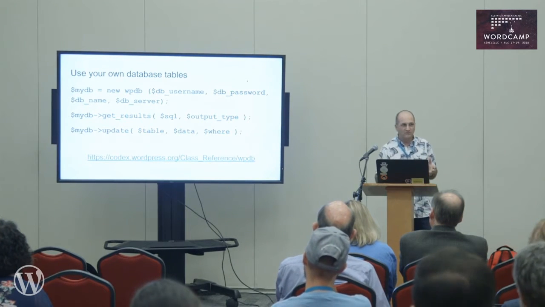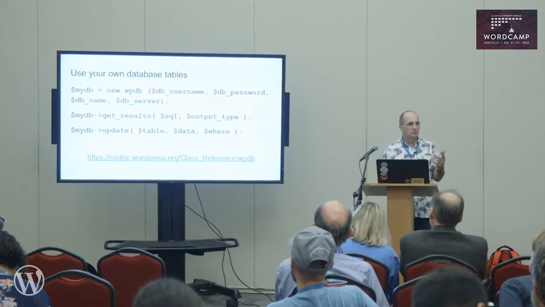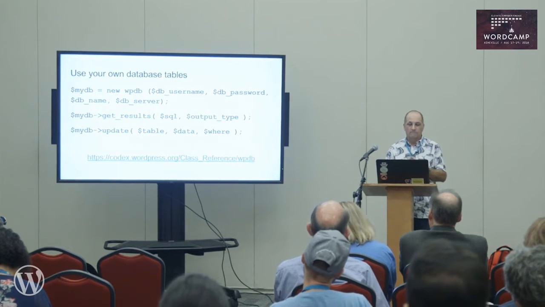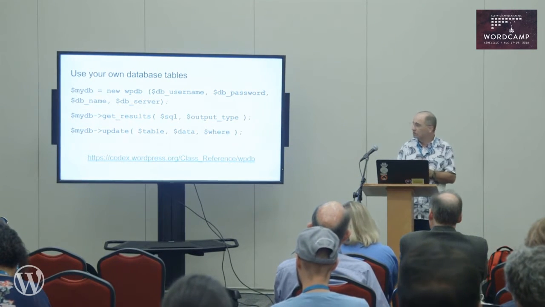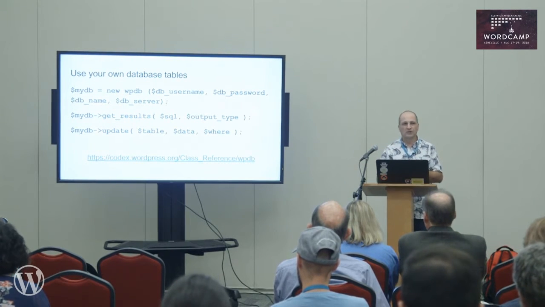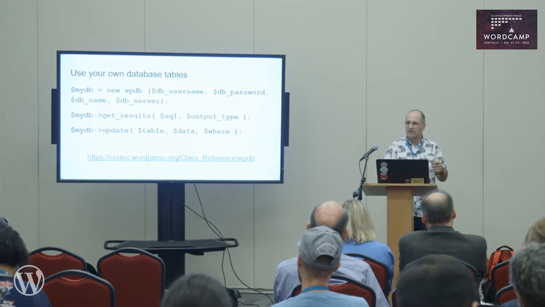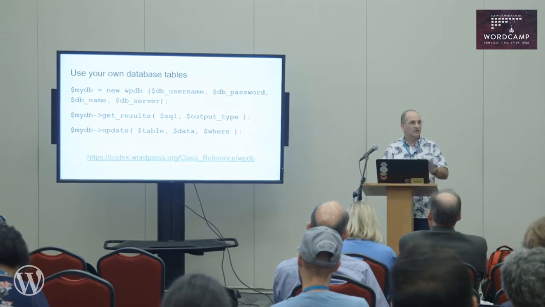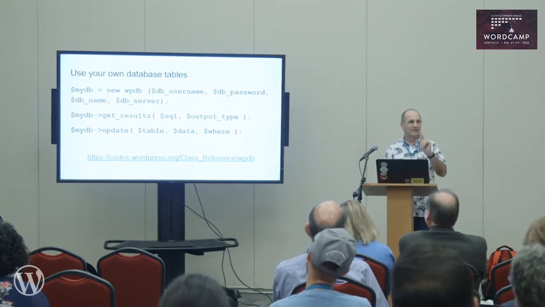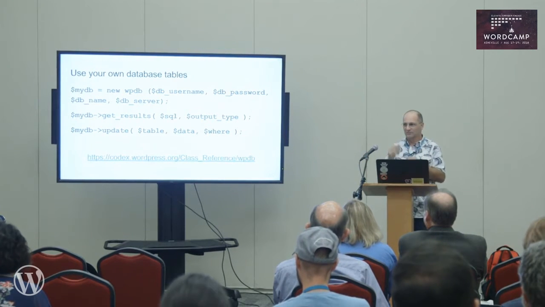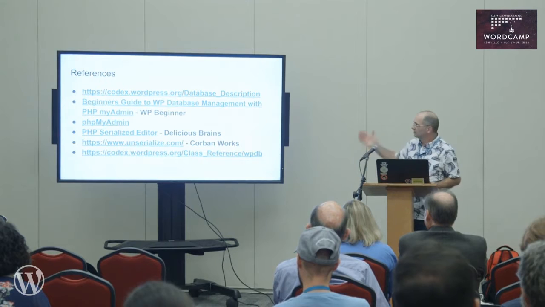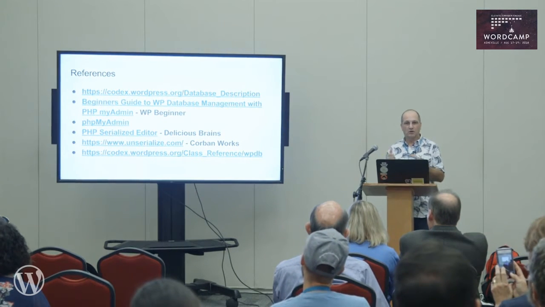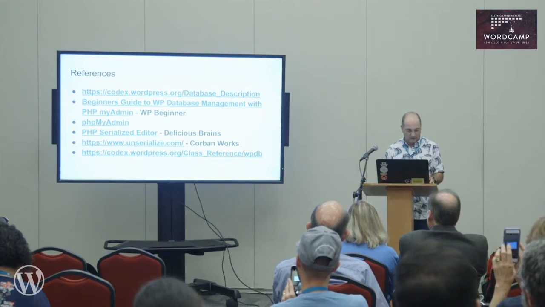So if you're a plugin developer, this is the code that you would use to connect to your own databases. You use WPDB, and you can look at the reference for WPDB if you want to use your own database tables in WordPress, in your plugin. That's where you're going to start. I'm not going to get any deeper into that today, but if you're a developer and want more information, start here, or come see me and I'll help you. Here's a bunch of tutorials and help and where you can go find stuff. Again, these will be on the site. They're available. And that's it.